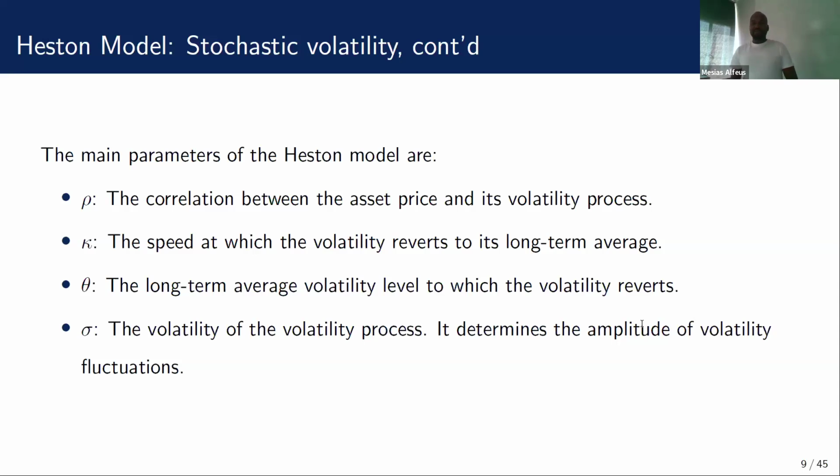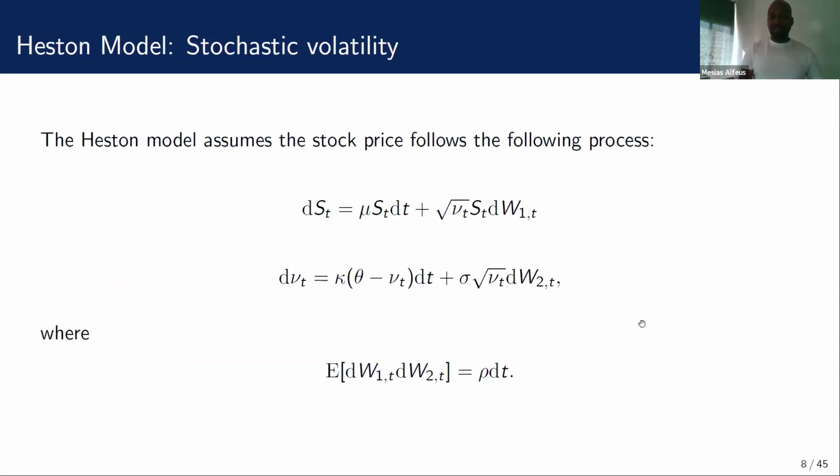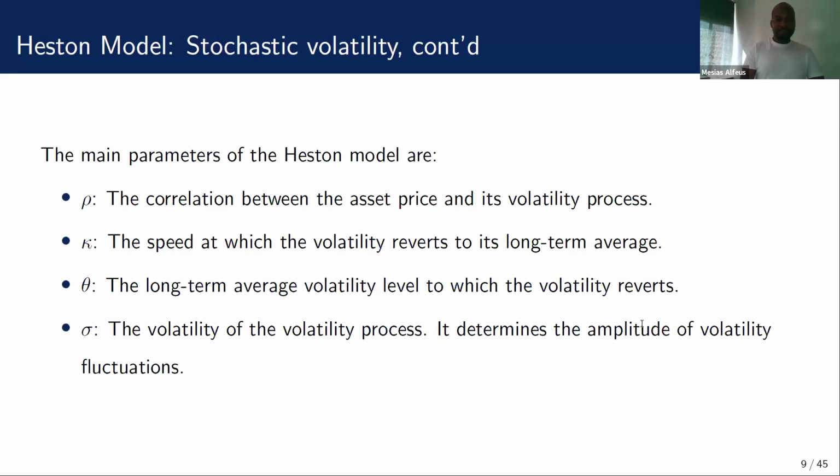So here are the parameters and the definitions of the parameters. We are going to skip those. So rho is the correlation, kappa is the speed, theta is the long-term average volatility, and sigma is the volatility of the volatility. So sigma is the volatility in the first volatility nu t.